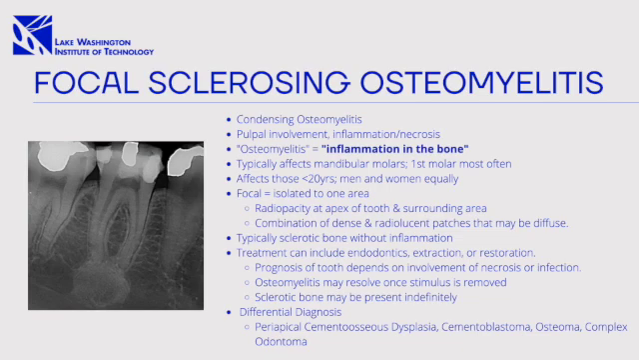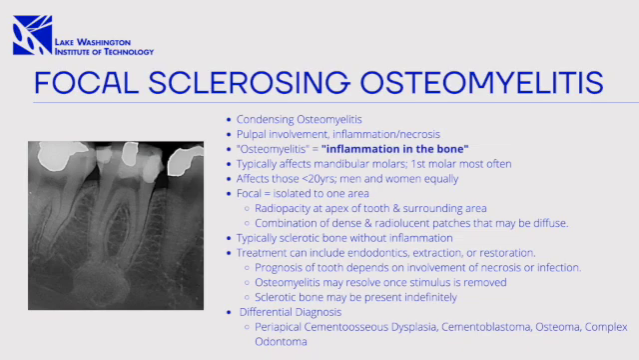Radiographically, the lesion presents as a radiopaque area at the apex of the tooth and the surrounding area. These lesions produce a combination of dense bone and radiolucent patches that may be diffuse, so they will not always exhibit a completely focal, opaque appearance. Typically, this lesion presents as sclerotic bone without inflammation, but depending on the extent of the lesion, there may be varying degrees of lucency. The involved tooth will be treated with endodontics, extraction, or restoration.